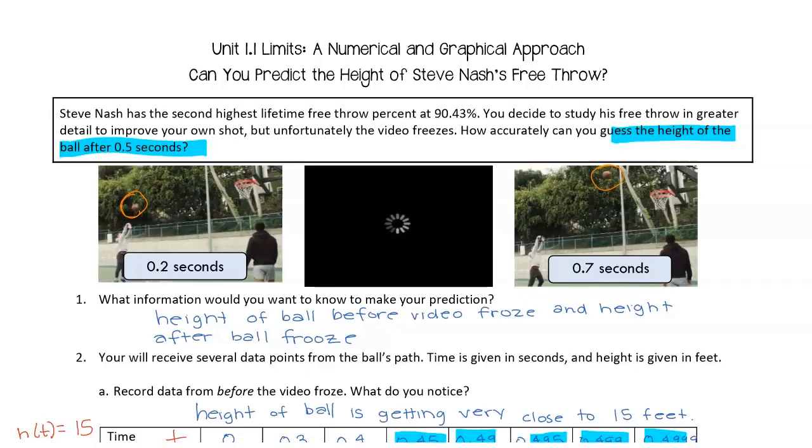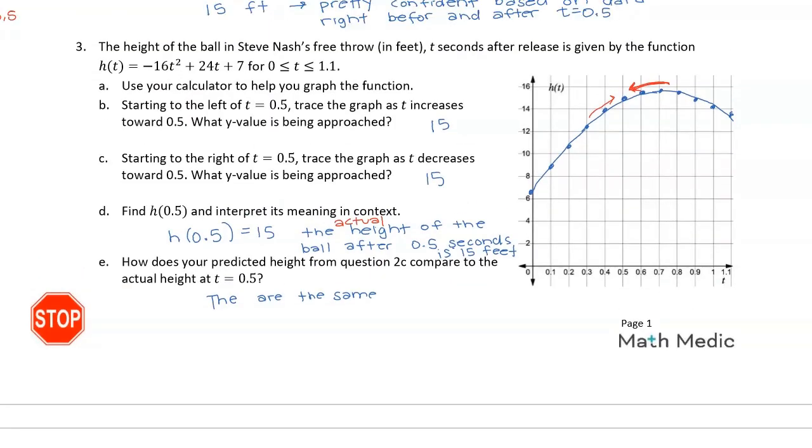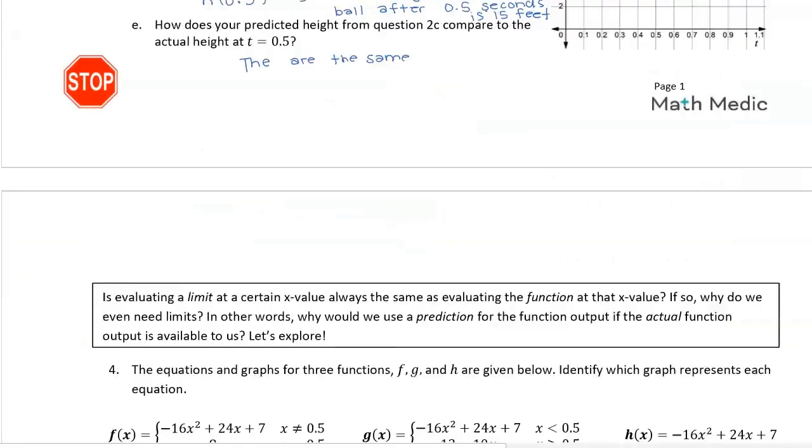We're talking numeric and graphical approaches. And in the last video, we ended with this question. We have our predicted value and it equals the actual value. Then shouldn't we just use the actual value from the function? And we're going to go ahead and talk about that in this video.